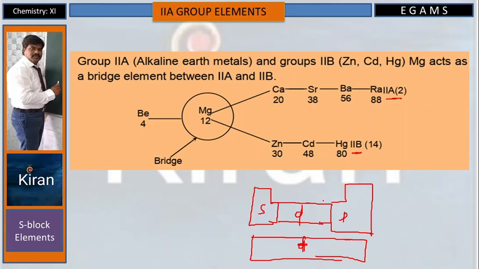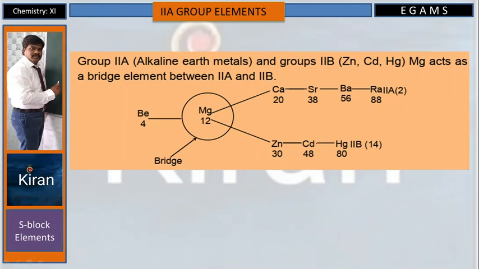2B means the 10th group is 10B, the 11th is considered 11B, that is 1B, and the last one is considered 2B. What elements will be there in 2B? Three elements should be available: zinc, cadmium and mercury. These elements belong to the second B group of the long form periodic table.